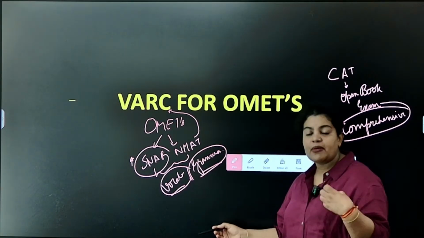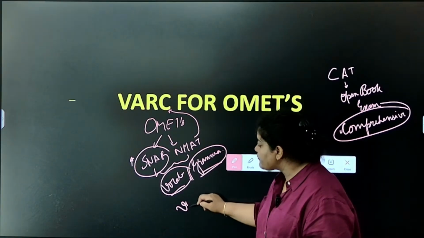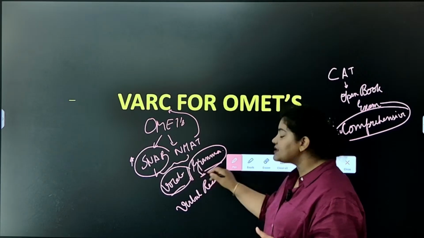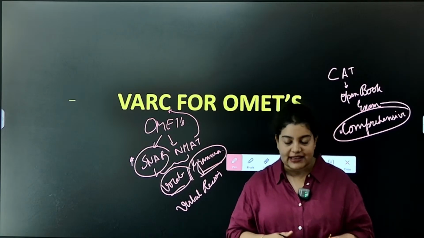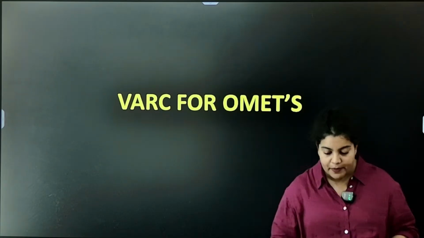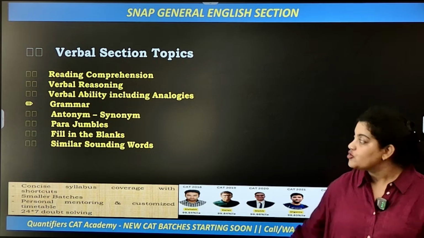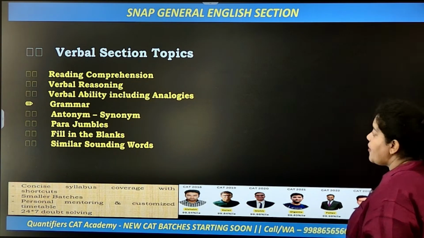And if I talk about the reasoning part, the portion of VARC that comes in reasoning, of course it is also dominated by verbal reasoning. Okay, so these are some of the topics that are slightly different from what comes in the CAT exam. So let's quickly go through all these topics and the new topics that we will be dealing with today, right? So this is how the SNAP general English pattern or format looks.